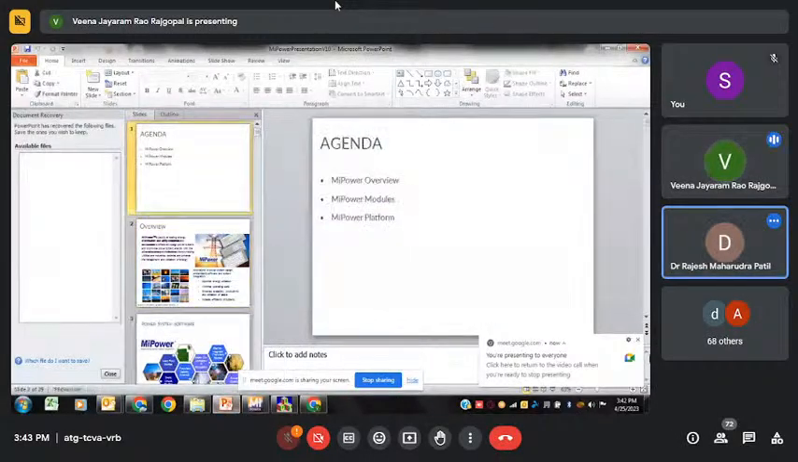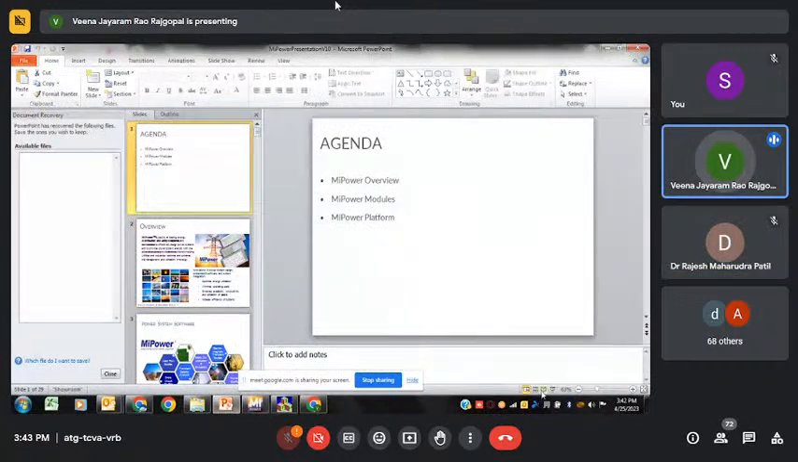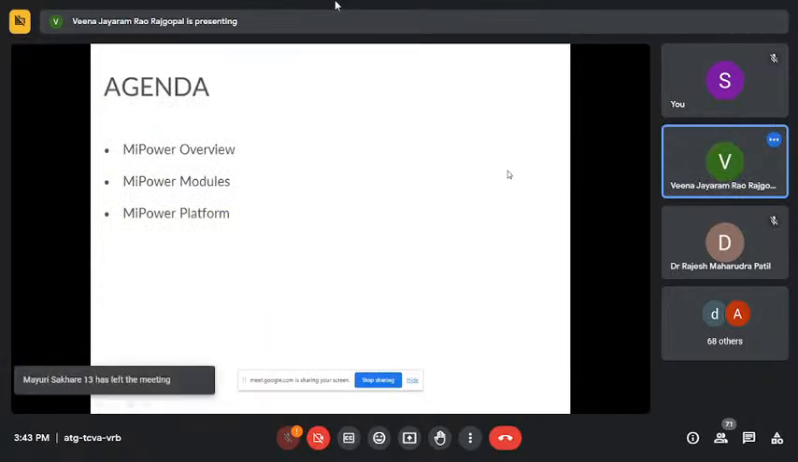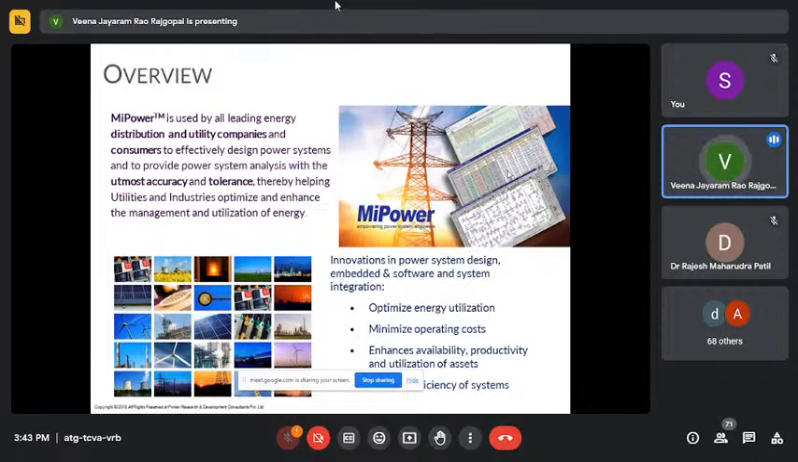Okay, fine. So in the beginning, I was showing you this will be the agenda of what we will be looking at today. That is the MyPower overview. MyPower is the product name. Then what modules are available, MyPower as a platform, and then we'll go for the demo. MyPower is a suite of various modules.